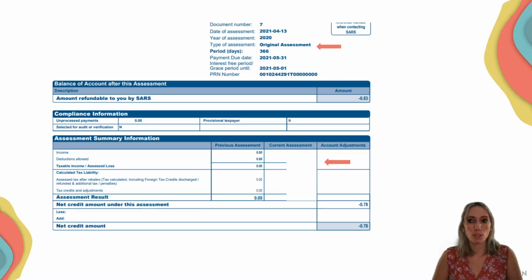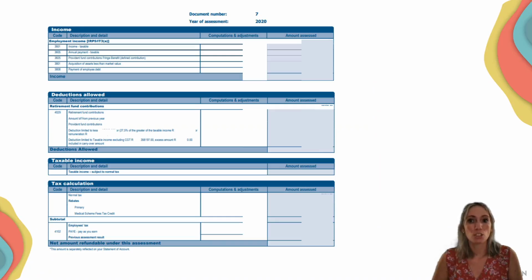So this is what your assessment will look like. It will show you your type of assessment. It will be your original assessment. If SARS makes any adjustments to your assessment, it will either be known as an additional assessment or a reduced assessment. It has your payment due date if there's a payment, reference number, the year of assessment, and you'll go into the assessment summary information, and it will give you your income, your deductions, your taxable income. It basically just gives you a breakdown of what you had in your tax return and each specific section. So if you had an IRP 5, it will break it down, your income, your deductions that came off, any other deductions, and overall the amount that is due to SARS or refundable.